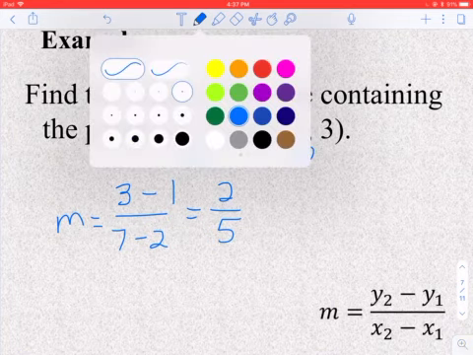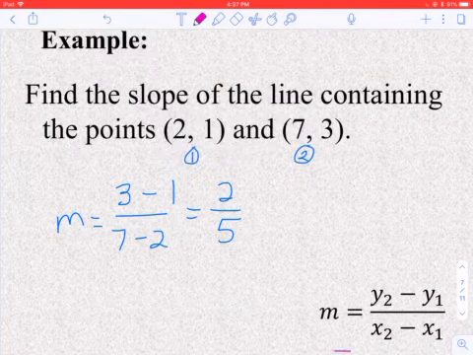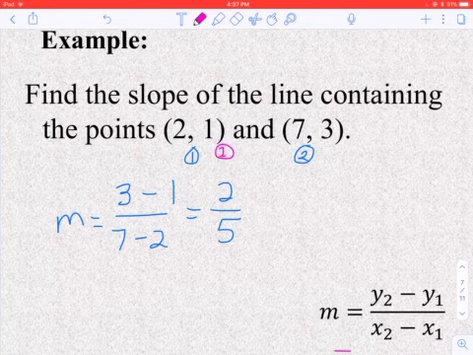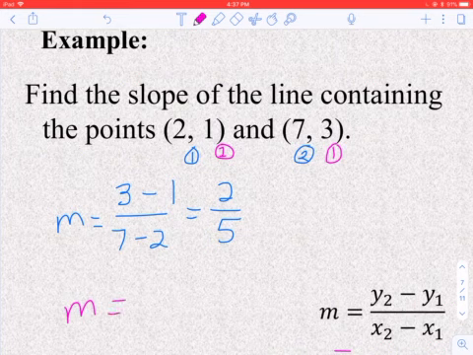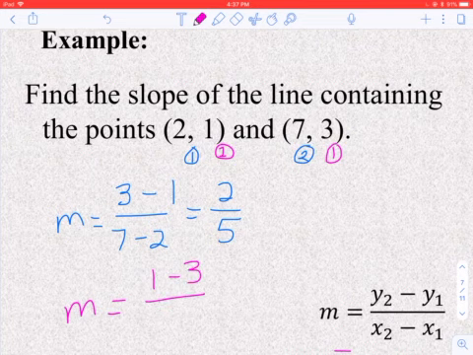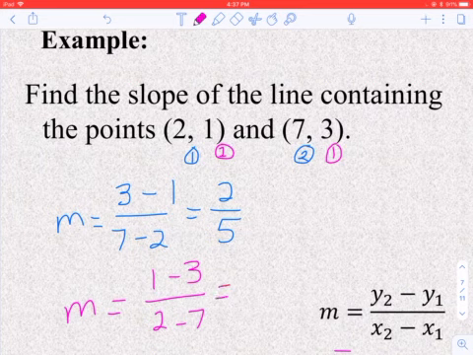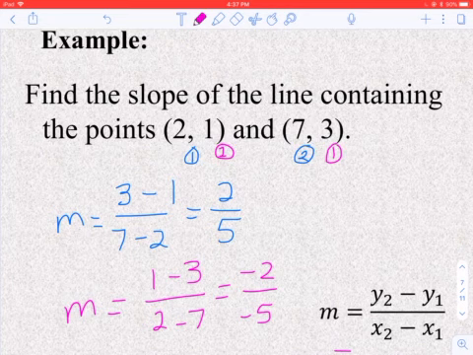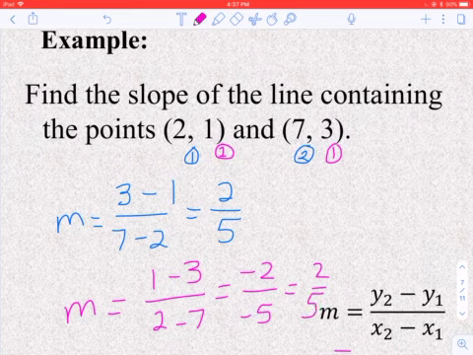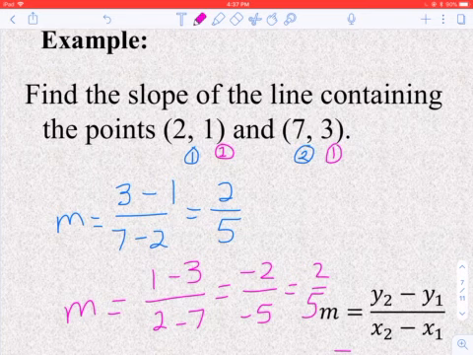Now, if I had decided to do this the opposite way, and I said that this is point 2 now and this is point 1, I would have had y2 minus y1, so I would have had 1 minus 3 divided by 2 minus 7. So that gives me negative 2 divided by negative 5. Negative divided by negative is a positive, so it still gives me the answer of 2/5. So it really doesn't matter which point you say, you just need to be consistent.